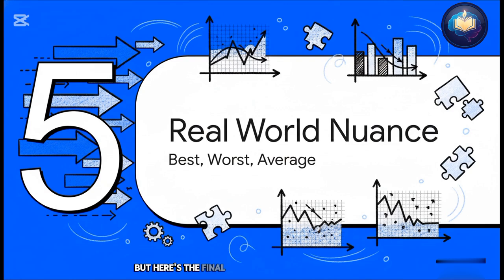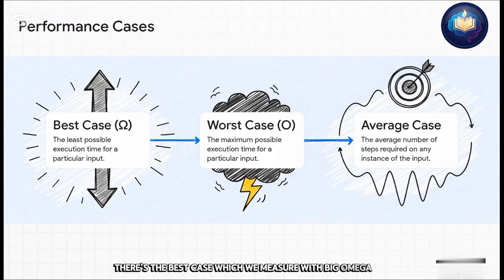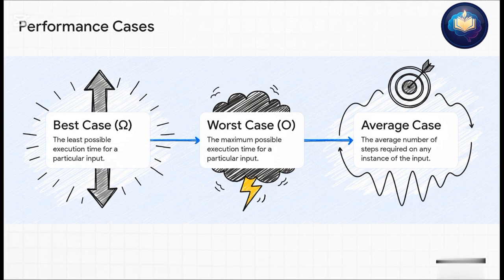But here's the final, crucial piece of the puzzle. An algorithm's performance isn't always a single fixed score. The real world, well, it's a bit more nuanced than that. You really have to look at it from 3 different angles. There's the best case, which we measure with big omega. There's the worst case, which is our Big O guarantee. And then there's maybe the most important one, the average case, what we can probably expect to happen on any given day with random normal data.